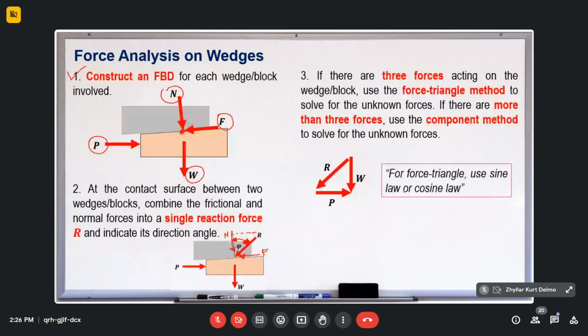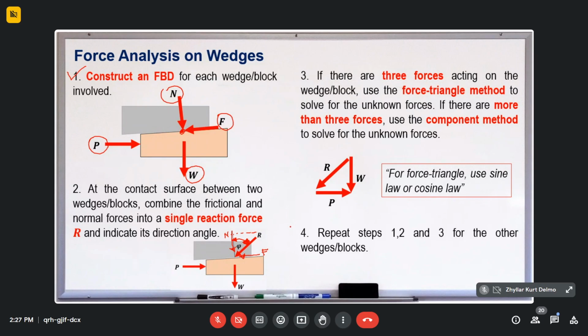Now, if the wedge or block has more than three forces, like up to four forces, you are going to use the component method to solve for the unknown forces. In the component method, you resolve the forces, especially the inclined forces, into their equivalent components along vertical and along horizontal. Then you add up the vertical components as well as the horizontal components, then use the Pythagorean theorem to solve for the magnitude, and use the arctangent to solve for the direction of the resultant.